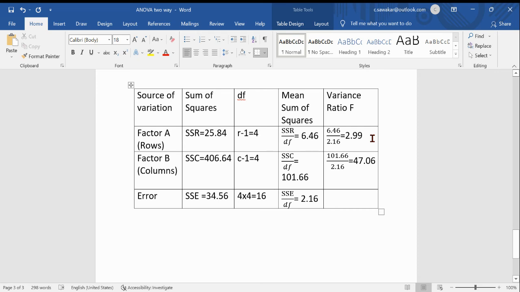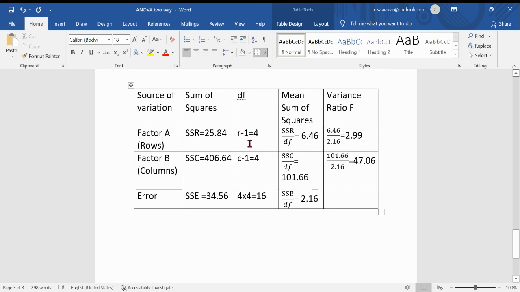Now the 3.01 is greater than this 2.99. That is, the calculated value is less than the tabulated value. That means my null hypothesis is accepted. Now for the factor A, what was my null hypothesis? The null hypothesis was that there is no significant difference between the doctors. Okay, for factor A, there is no significant difference.